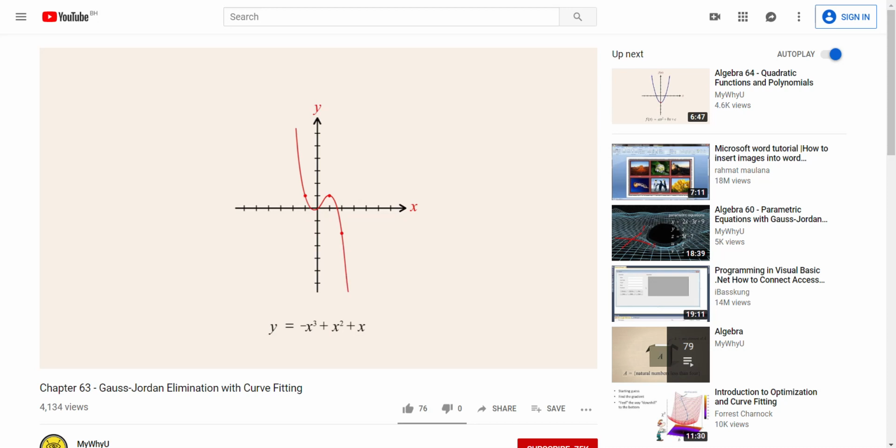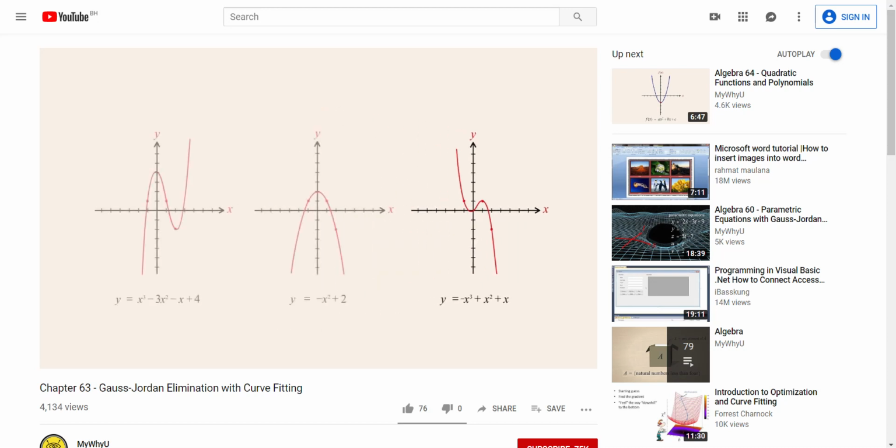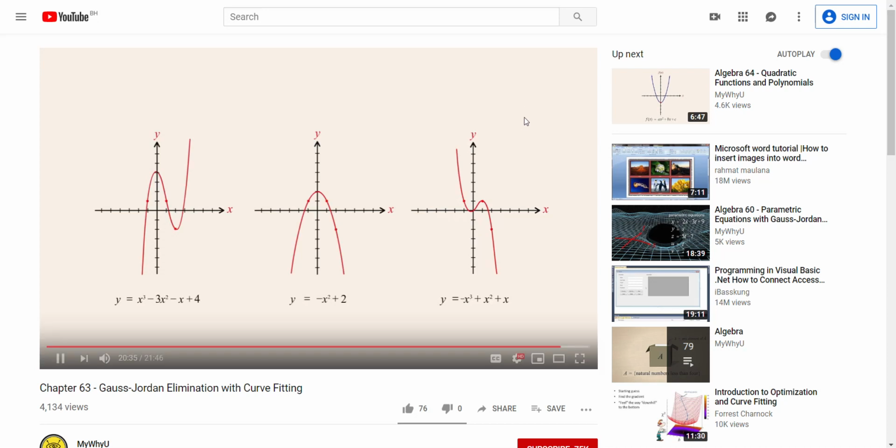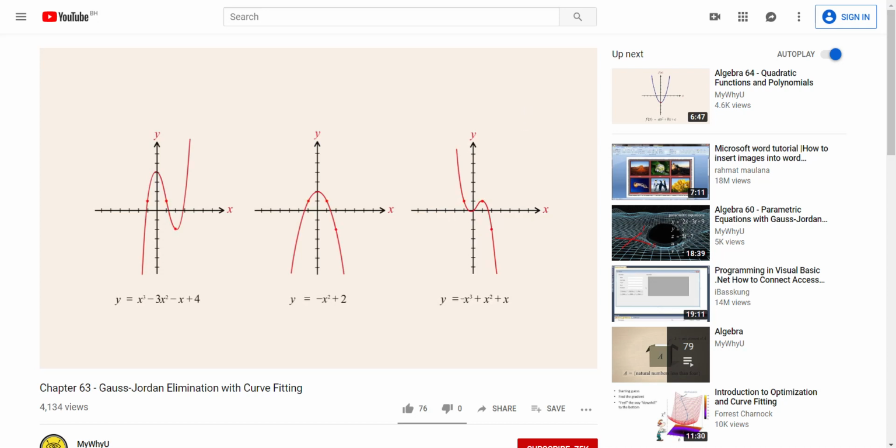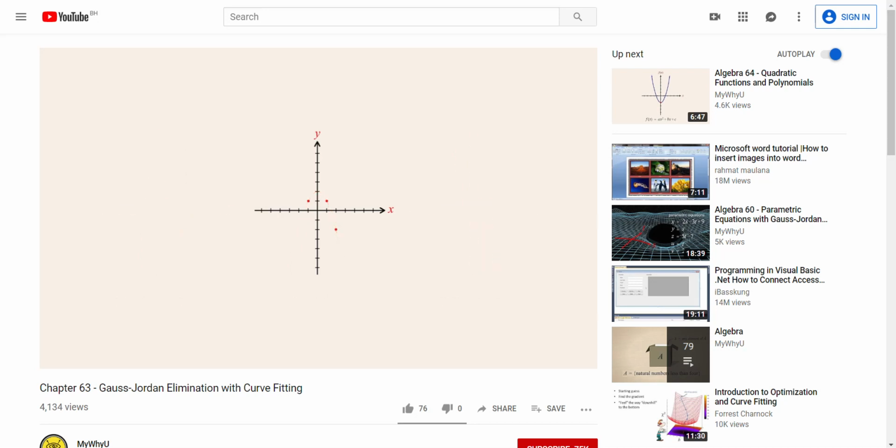Although these three functions and graphs are very different, each curve includes the three given points. In fact, any one of an infinite number of possible values for t will produce a unique third-degree polynomial function and graph that includes these 3 points.